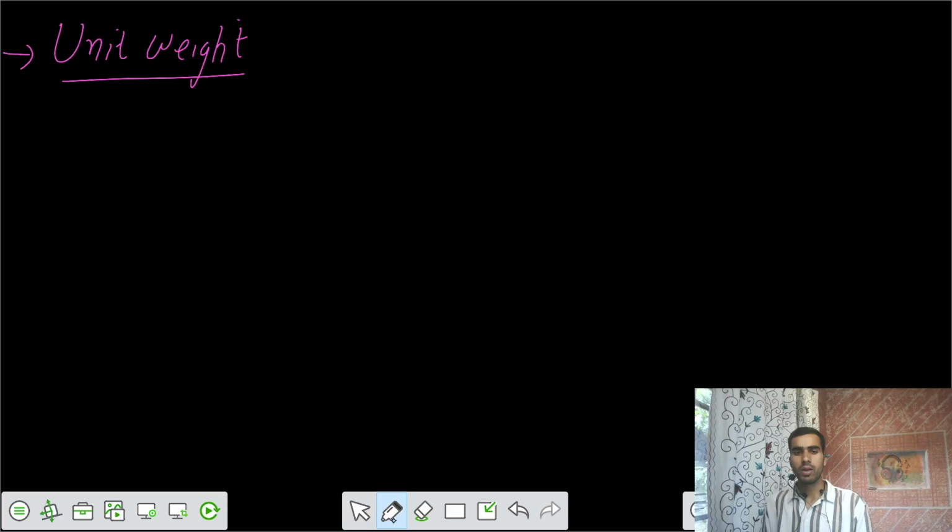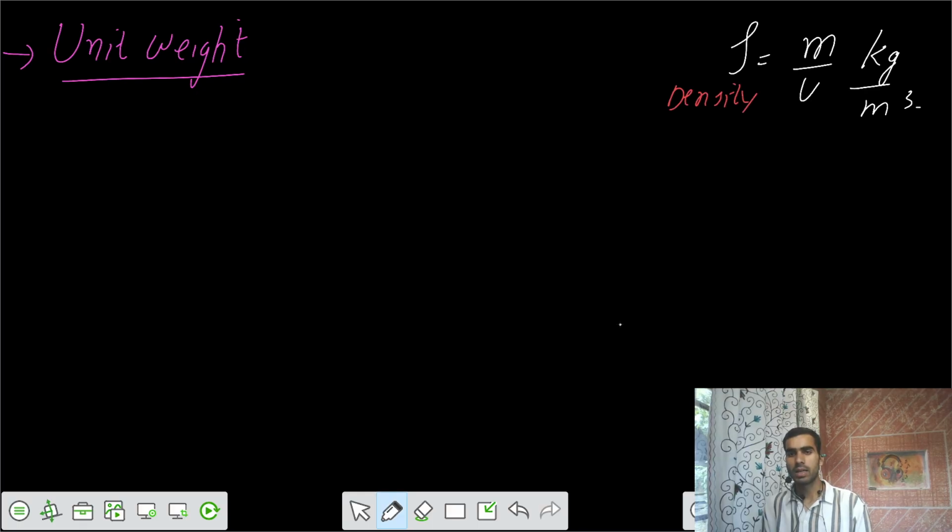So you might be knowing what is density. Density is mass per unit volume, kg per meter cube. Now, if I multiply that density with gravity g, I would get m times g divided by v. Initially this was mass in terms of kg.